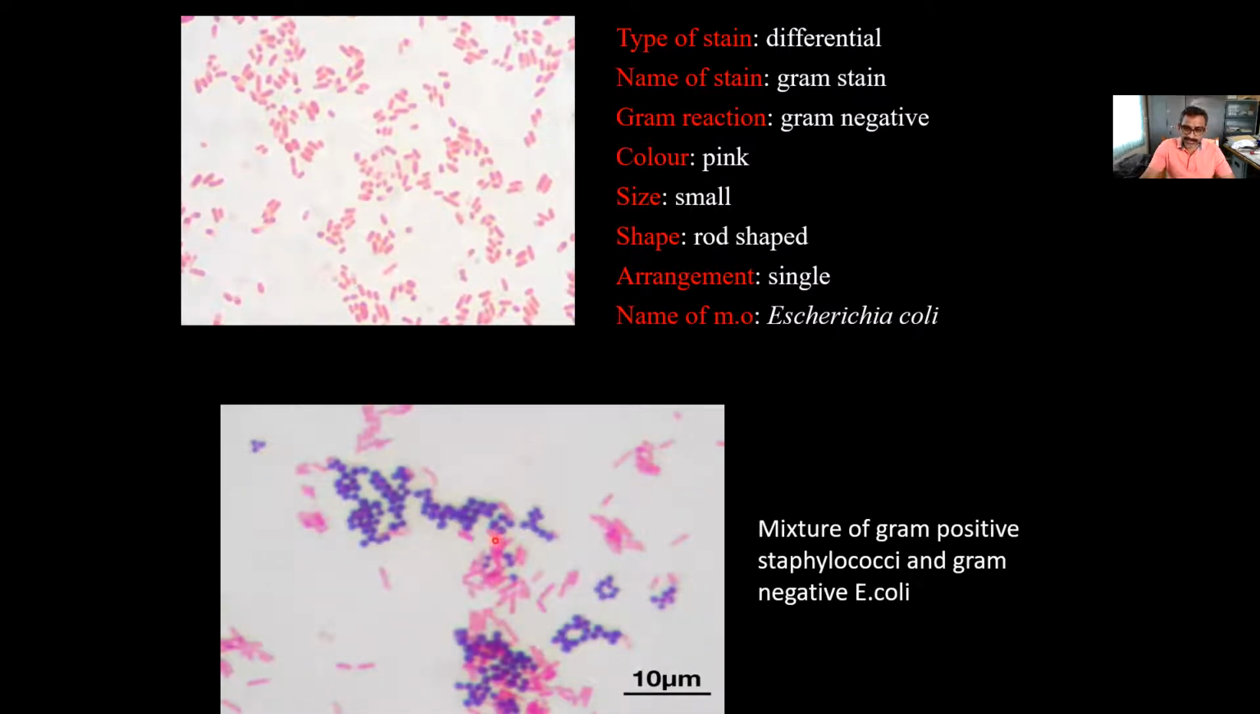And this is a mixture of Staphylococcus and Escherichia coli, which we can differentiate. This is a mixture of two bacterial cultures. This is Staphylococcus, which is gram positive, and E. coli, which is gram negative.